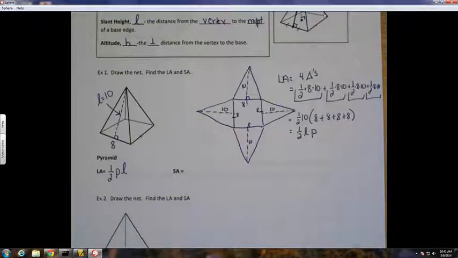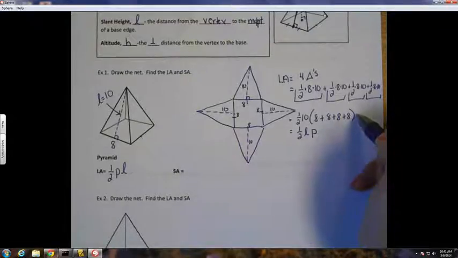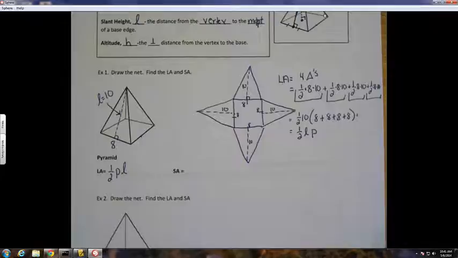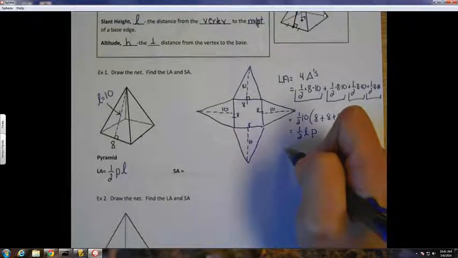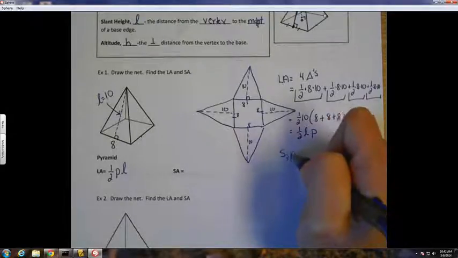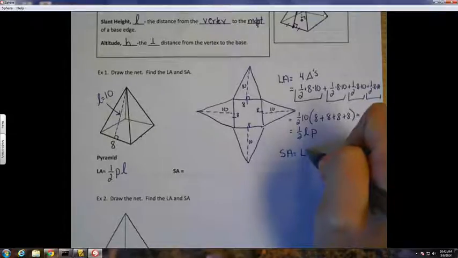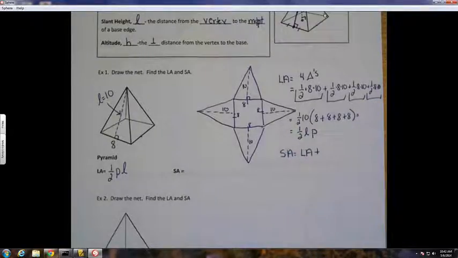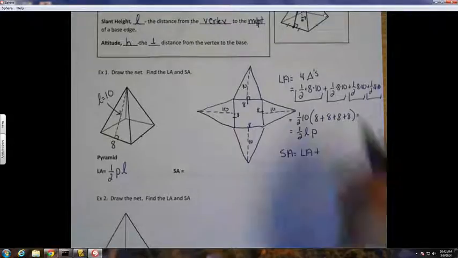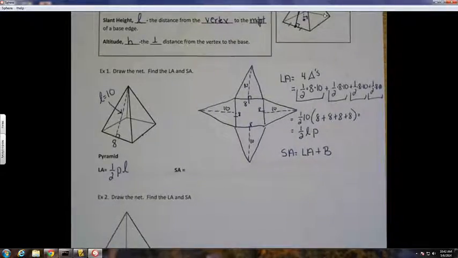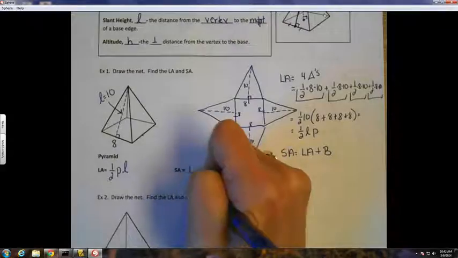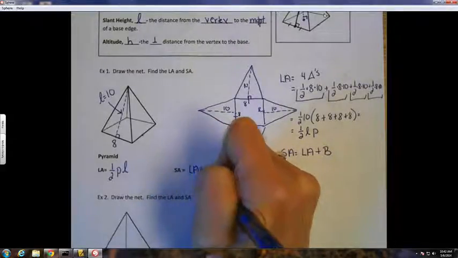Okay, and like I said, I don't even really care what the answer is. I want to come up with a formula. Surface area is lateral area plus what? The base. How many bases does the pyramid have? Just 1 this time. Yesterday when we were doing the prisms, there were 2 bases, but this time we only have 1 base. So it's just big B. So your formula is lateral area plus the area of the base.